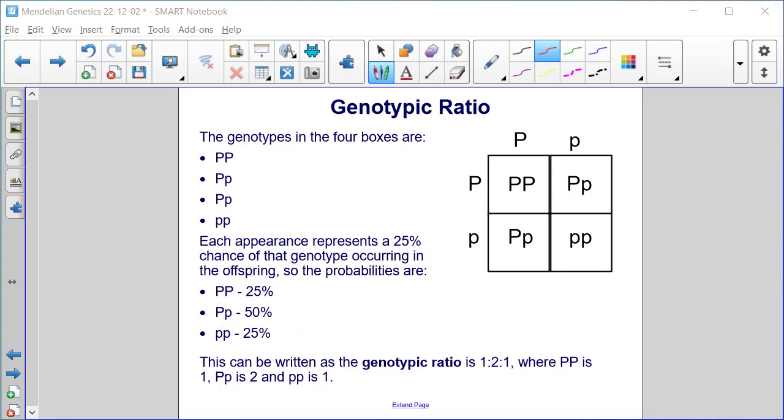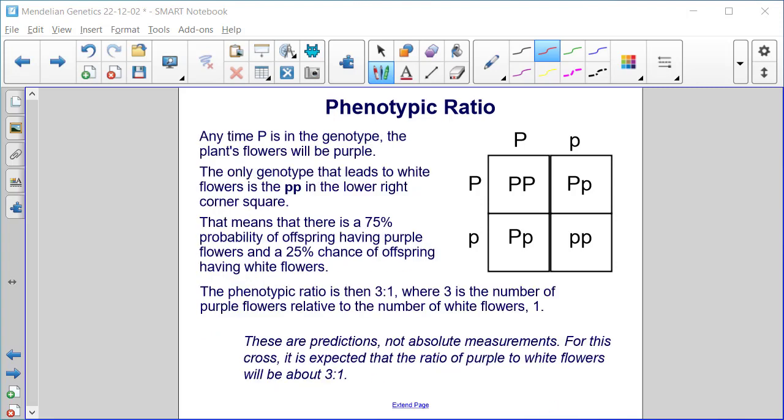This can be written as the genotypic ratio 1 to 2 to 1, where the homozygous dominant is 1, the heterozygous dominant is 2, and the homozygous recessive is 1. Let's look at the phenotypic ratio now and see how it differs a bit from the genotypic ratio.